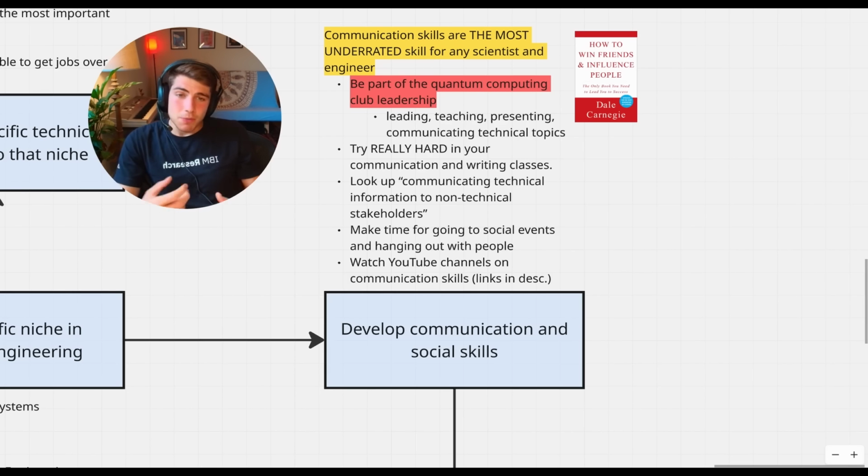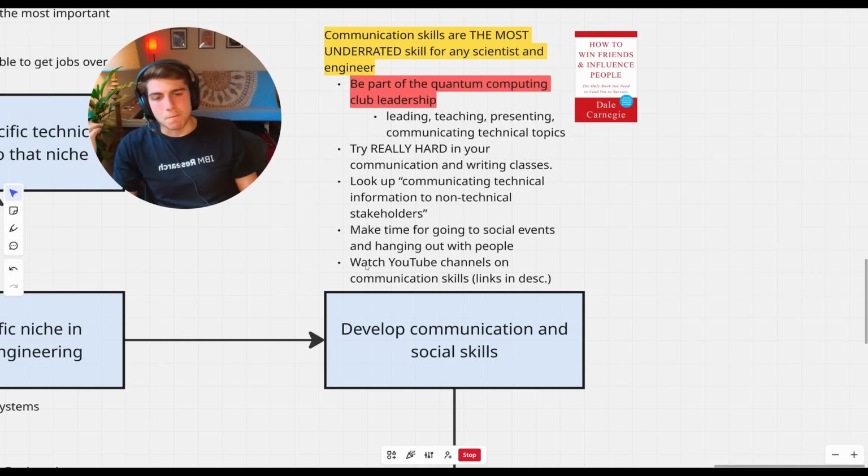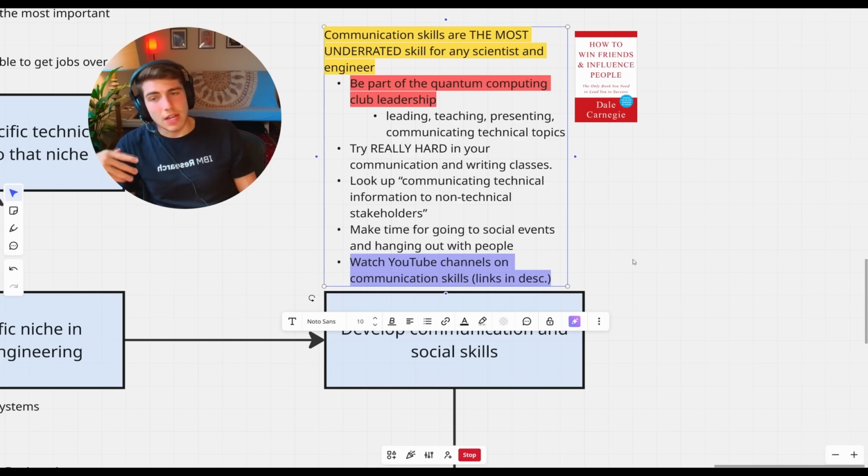From there, focus on trying to develop skills on communicating technical information to non-technical people. So just Google that, look it up, watch YouTube videos, go to YouTube channels on communication skills. I'll put some links in the description too.